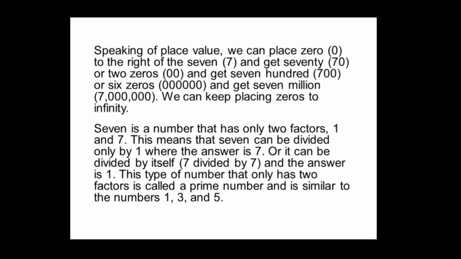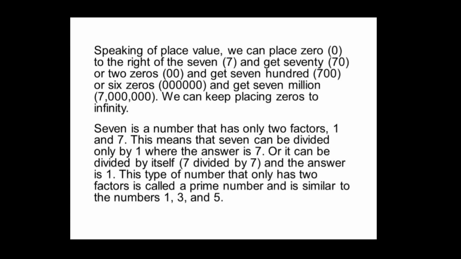Speaking of place value, we can place 0 to the right of the 7 and get 70, or 2 zeros and get 700, or 6 zeros and get 7 million. We can keep placing zeros to infinity.